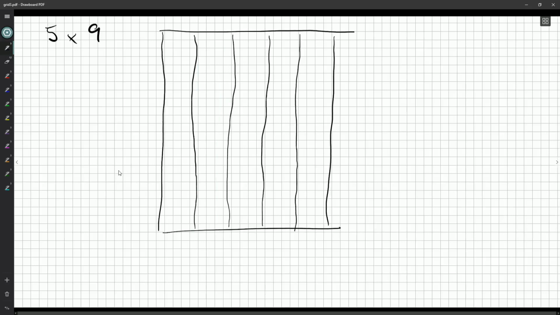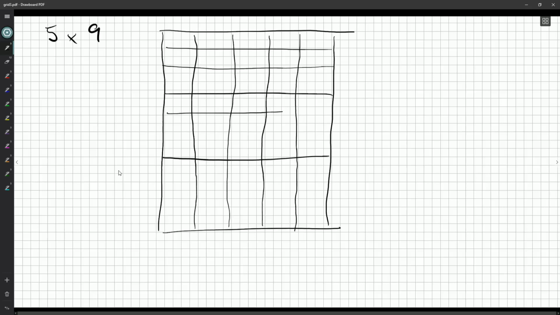Okay. Let's break this into thirds, and break each of those into thirds. Okay, that's a 5 by 9. Now let's see what we can tile.